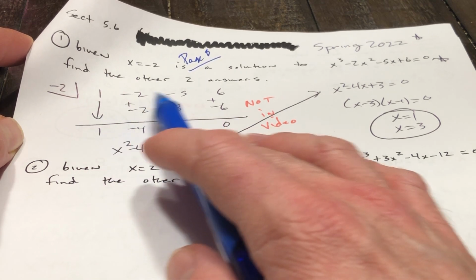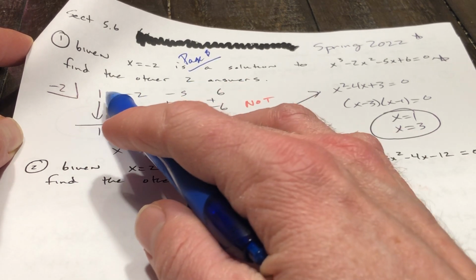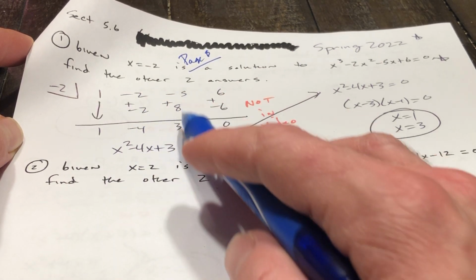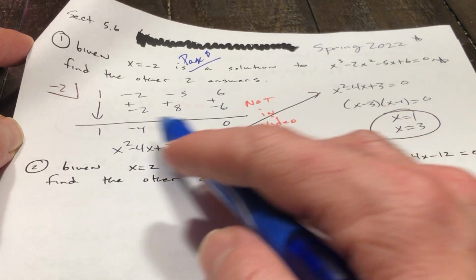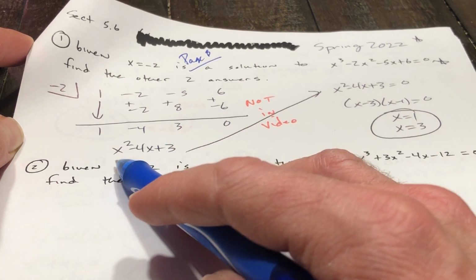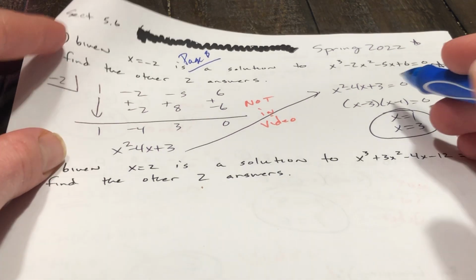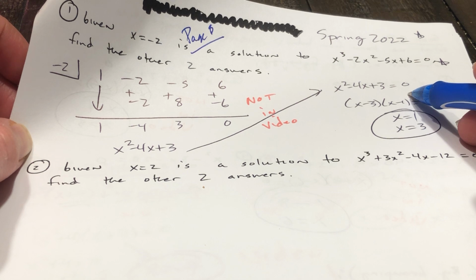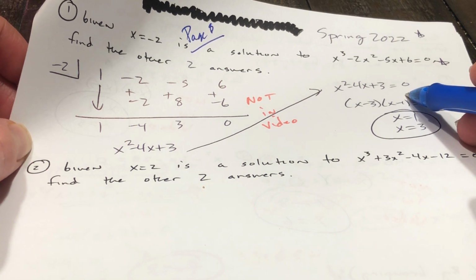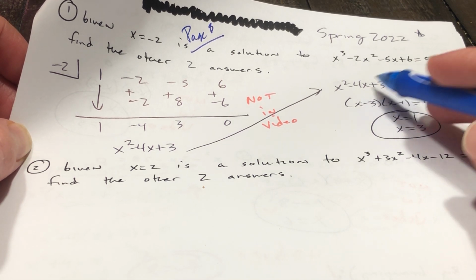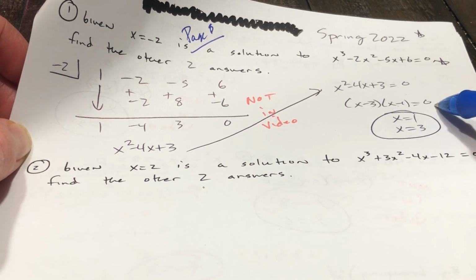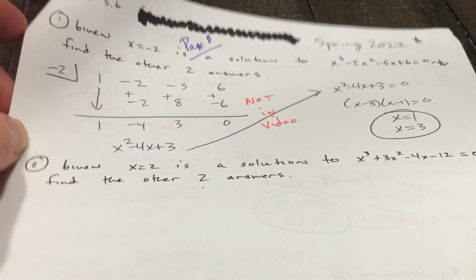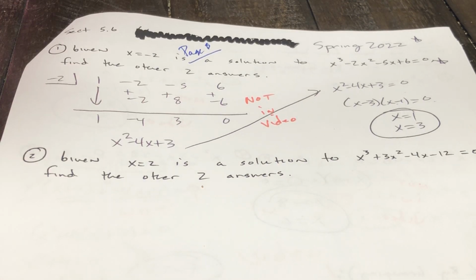1x to the third, negative 2x squared, negative 5x plus 6. Do synthetic division: multiply and add, multiply and add, multiply and add. 1, negative 4, 3 is x squared minus 4x plus 3. Now, what do we do here? We set this equal to 0. If x equals negative 2, what are the other two solutions? Factor: multiplies to 3 and adds to negative 4. x minus 3, x minus 1 equals 0. Cover up method, x equals 3, x equals 1 would be our two other solutions.